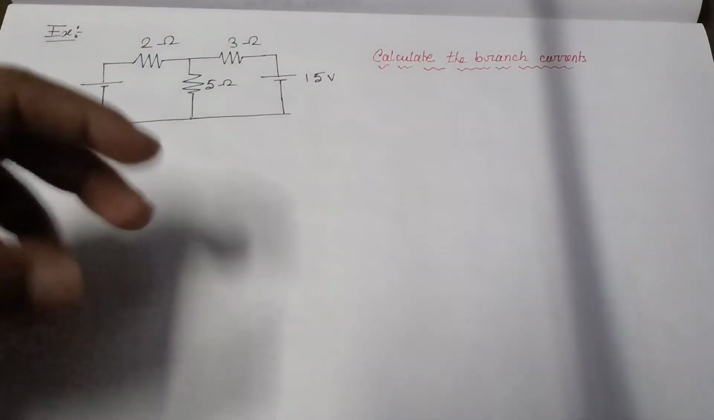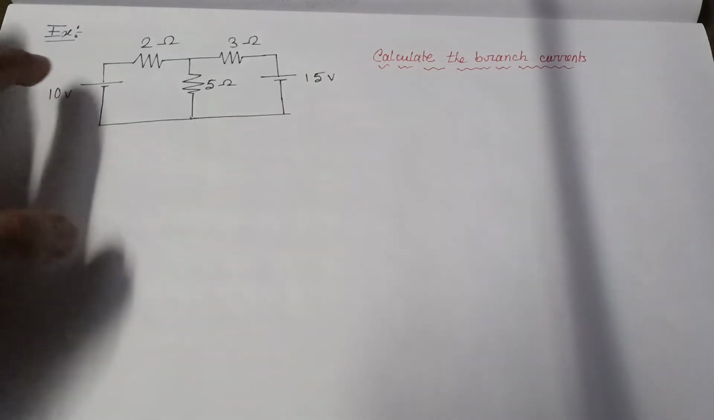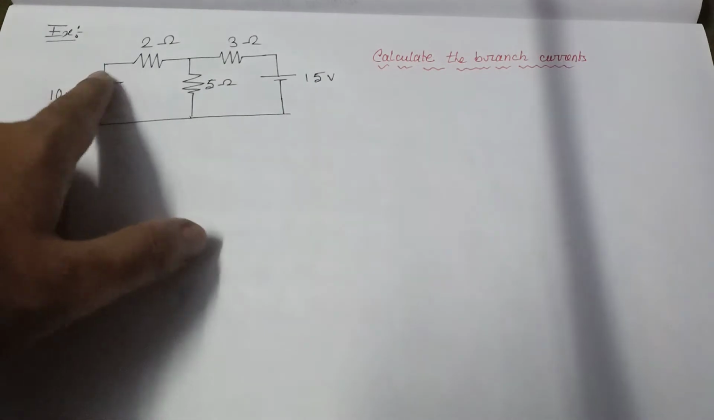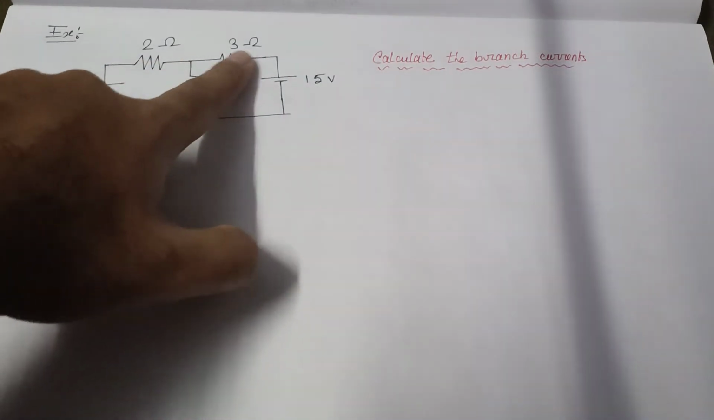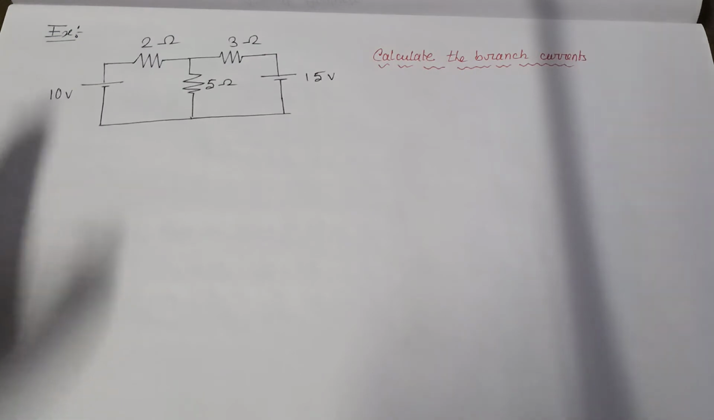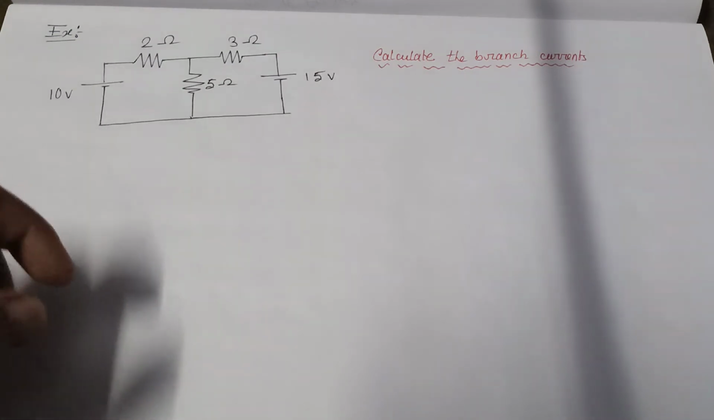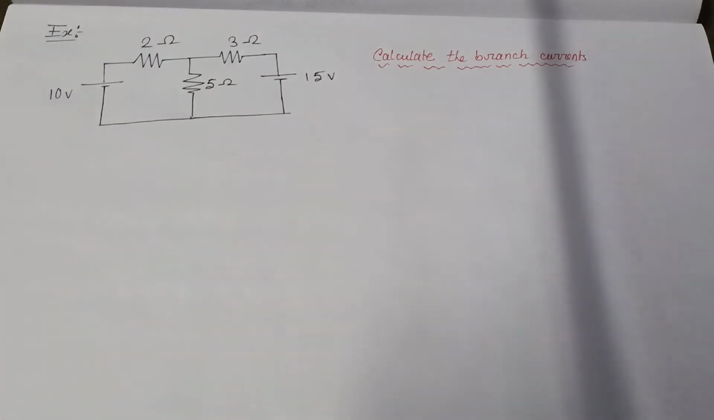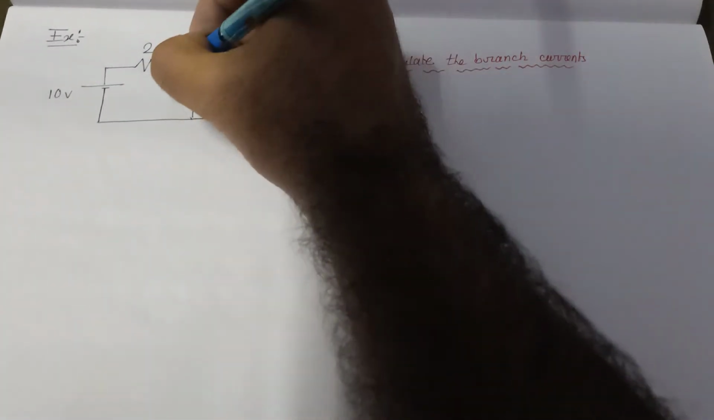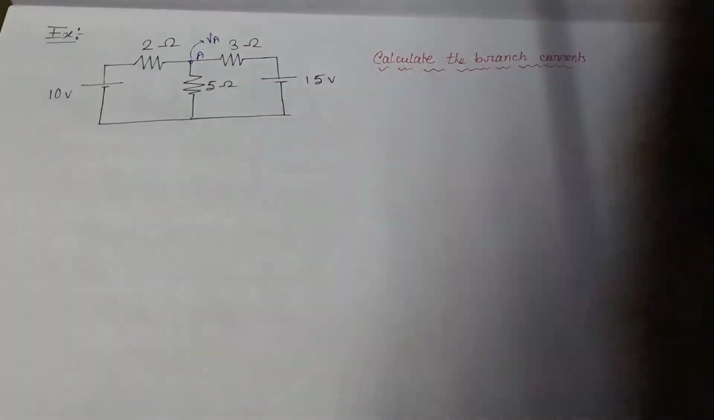The circuit is exactly like the previous one. We have just mentioned the values. V1 is 10 volt, V2 is 15 volt, R1 is 2 ohm, R2 is 3 ohm and R3 is 5 ohm. Now let us analyze the circuit again. In this case I am slightly changing the direction of current. This point may be A, so the potential of this point I am considering to be VA.